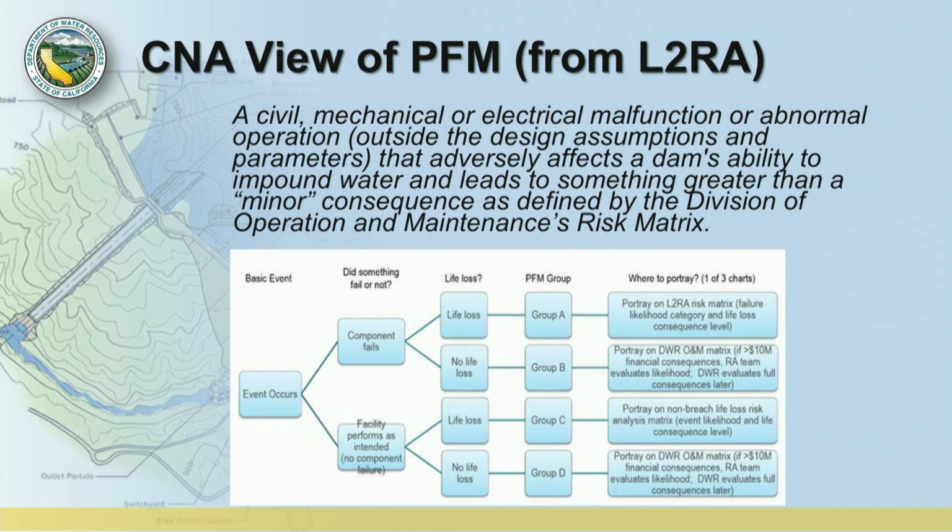You saw this earlier in a slide that Les Harder presented when he was talking about the level 2 risk analysis. I've included it here again because it fits right into and it's connected with what we're doing in the comprehensive needs analysis. That is, we're considering both component failures but also performing as intended when the consequence is worthy of consideration in the comprehensive needs analysis.